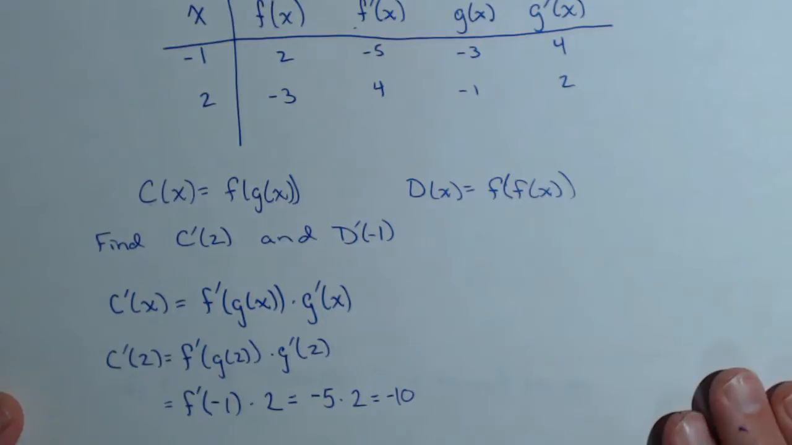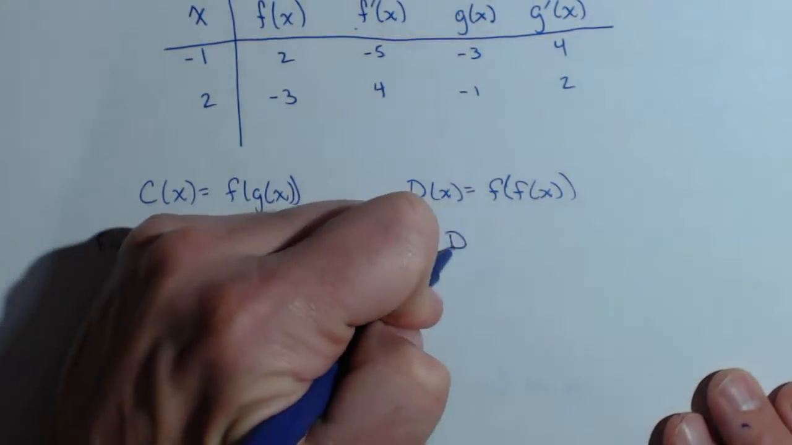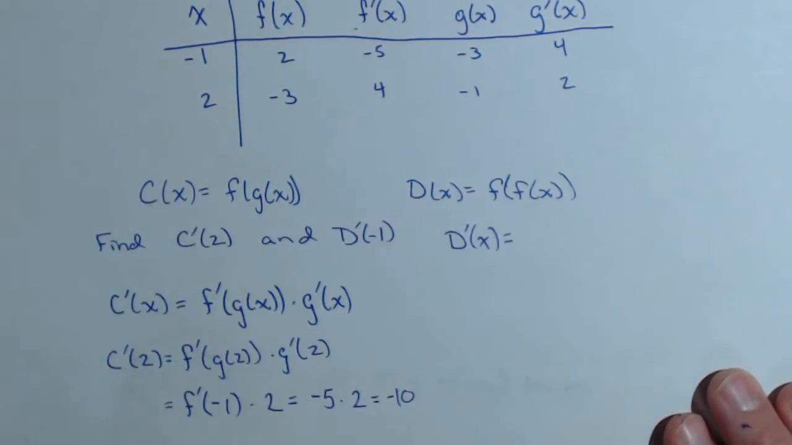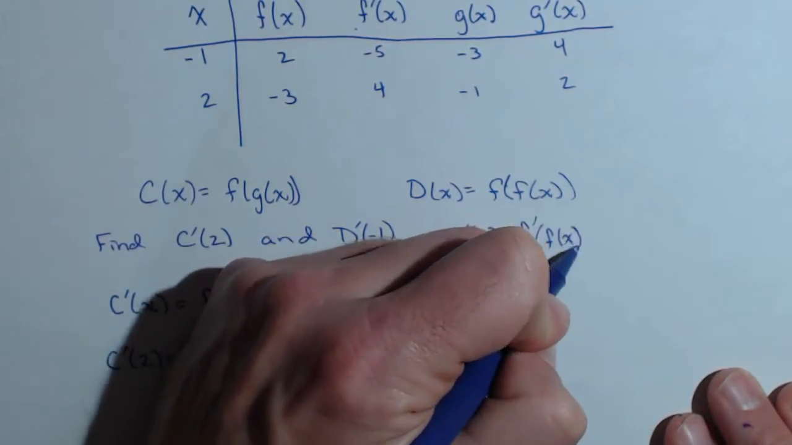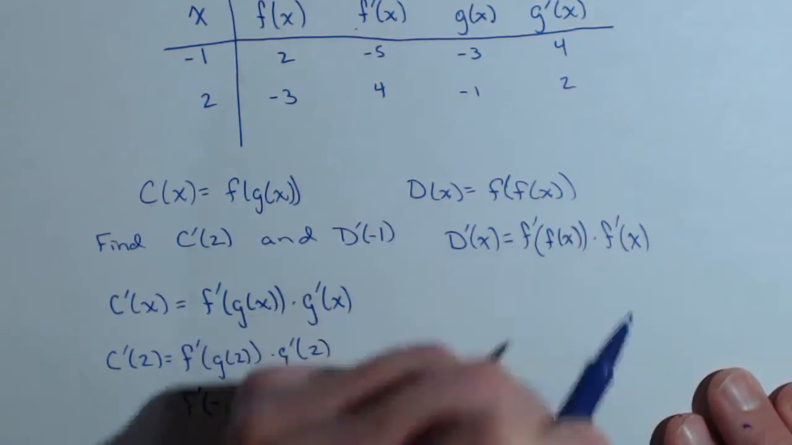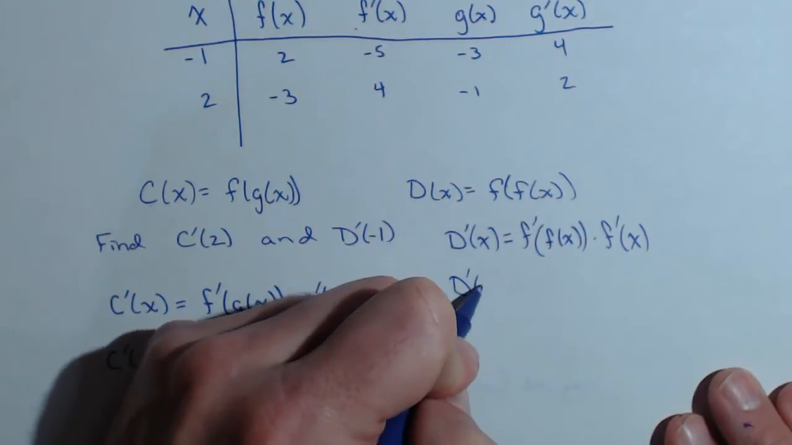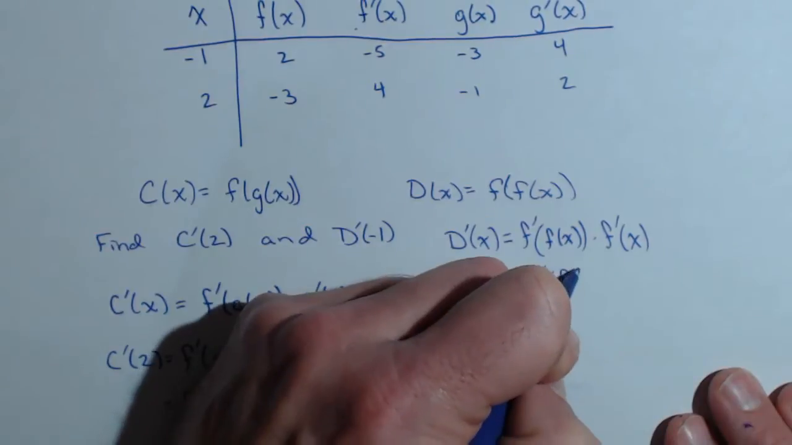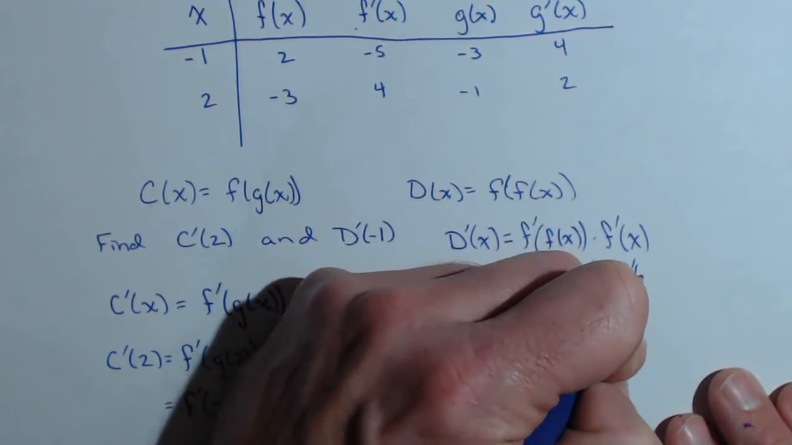We're going to do something real similar for d of x equals f of f of x. And that's okay if we compose the same function. We're going to follow the same rule. Derivative of the outside, so f prime of f of x times the derivative of the inside, f prime of x. Now we were asked to find d prime of -1. So we're going to plug -1 in and see what values we have and which ones we need. So f prime of f of -1 times f prime of -1.